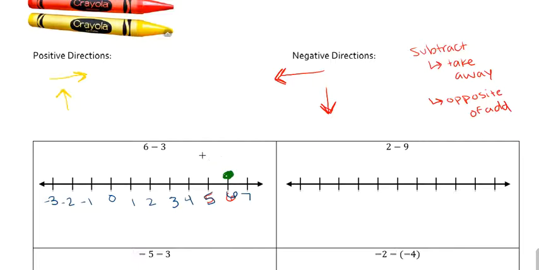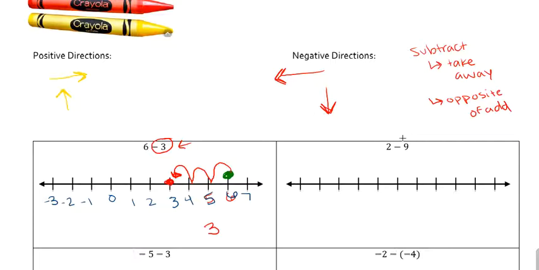Now I'm taking away 3. So even though it's a positive, this minus 3 turns into going to the negative direction because I'm taking it away. So I'm going back 1, 2, 3. So you could think of it as you earned 6 points on a test, and then Mrs. Morel took away 3 points. You would be left over with 3 as your answer.